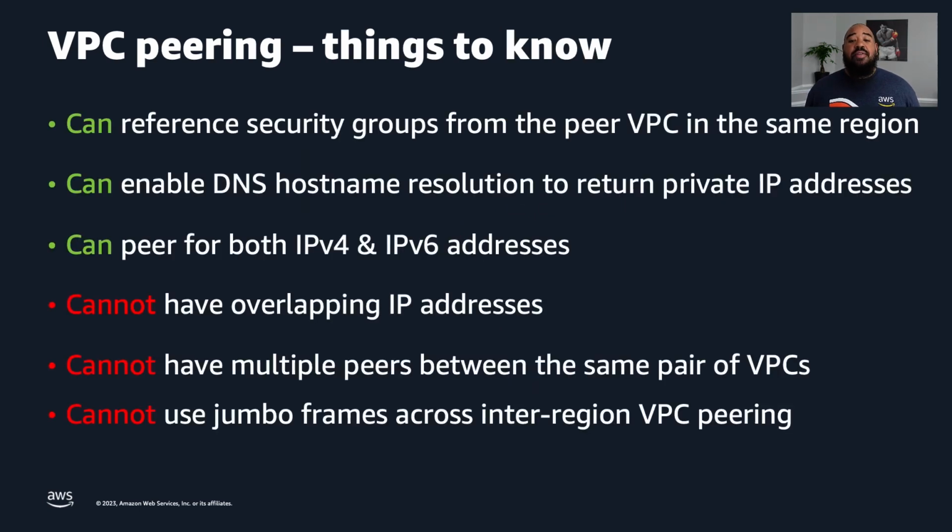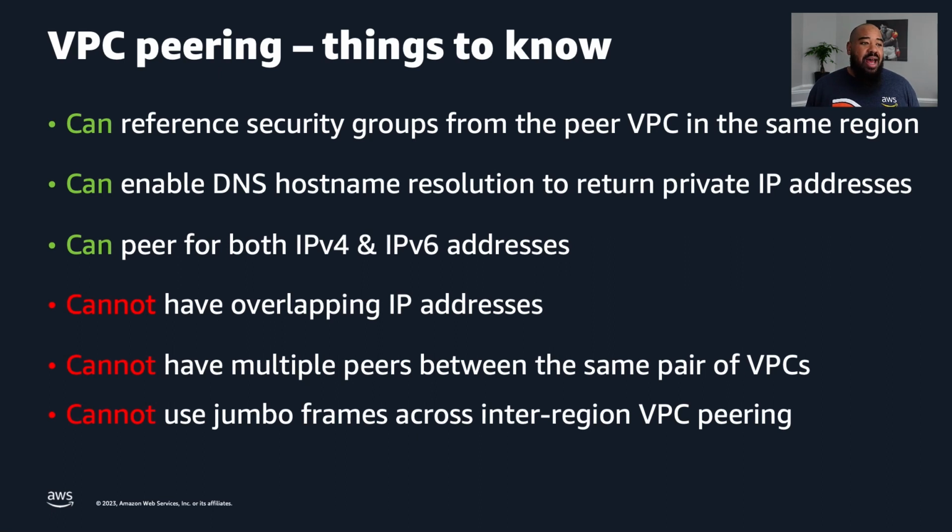Now let's take a look at some VPC peering things to know. You can reference security groups from the peer in the same region. You can enable public IPv4 DNS hostname resolution to return their private IP addresses. You can peer both IPv4 and IPv6.